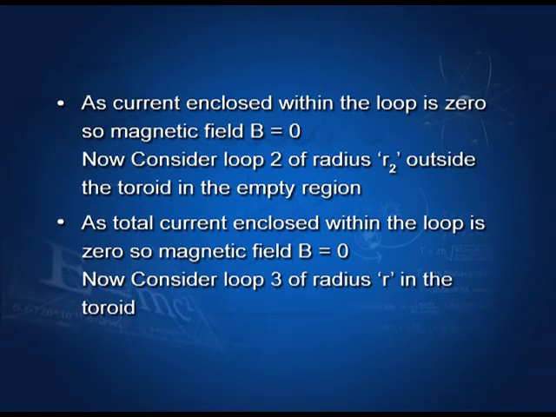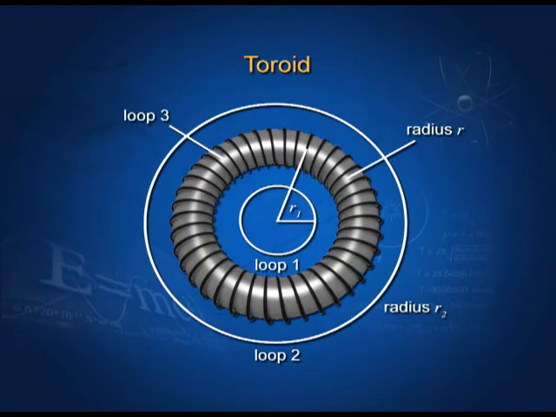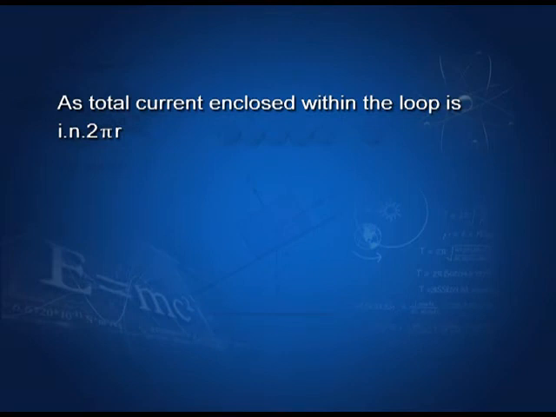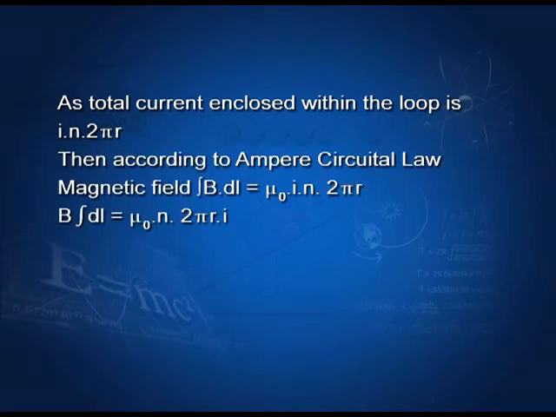Now, consider loop 3 of radius r in the toroid. Line integration of the magnetic field B dot dl over loop 3 will be equal to B integration dl, that means B into 2 pi r. Applying Ampere's circuital law, the line integration of the magnetic field B dot dl will be equal to mu naught times the current into the number of turns. The total number of turns of the conductor is n times 2 pi r. So, B dot dl will be equal to mu naught times n into 2 pi r into I.